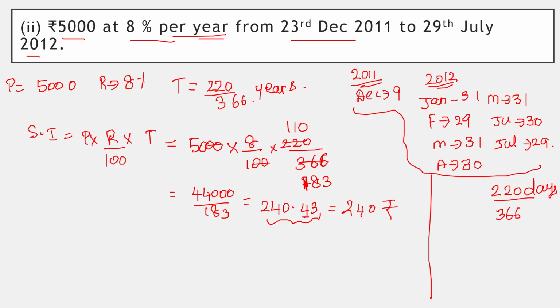Now we are going to take what is actually an amount. So take the formula A equal to P plus SI. So what is our P? It's 5000, and our SI is going to be 240. So what is the amount? It's nothing but 5240 rupees. So this is the answer for the second problem. Let's see the next problem.